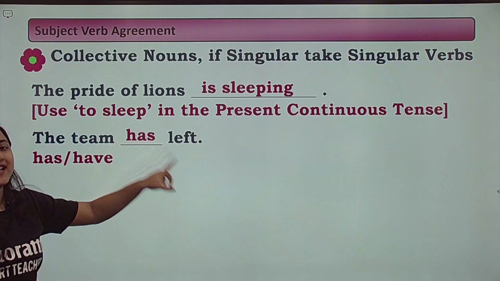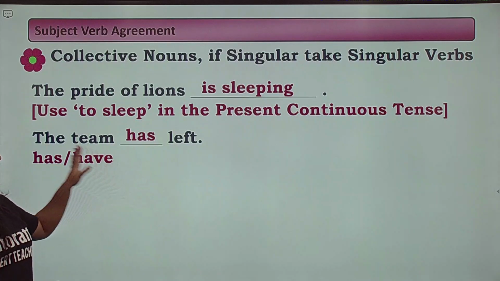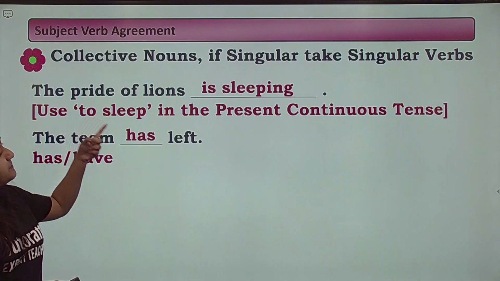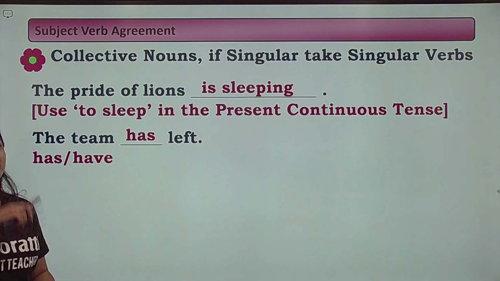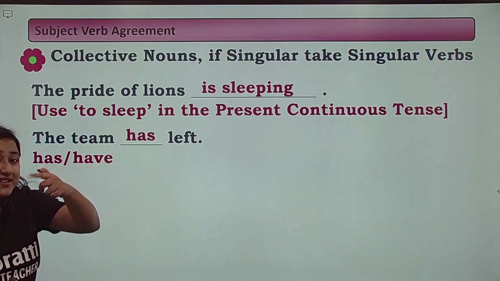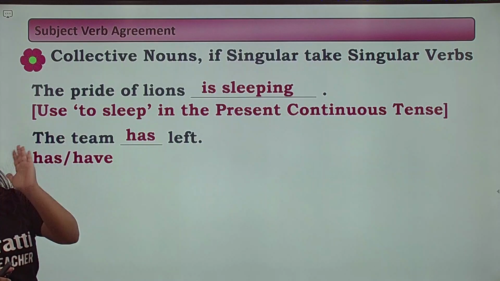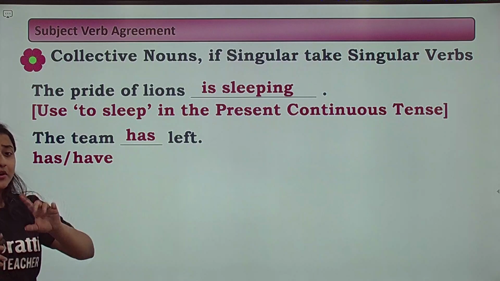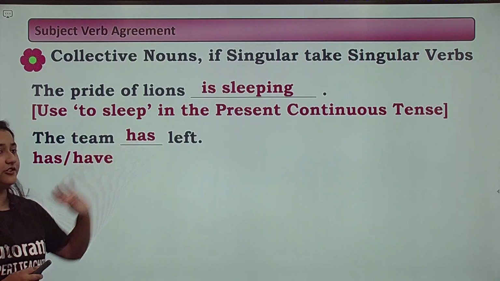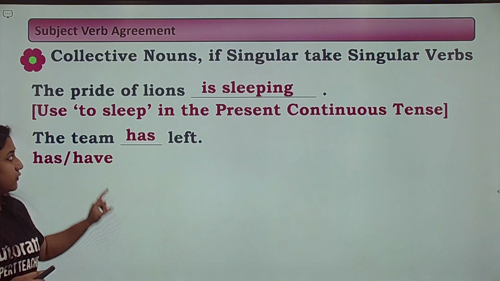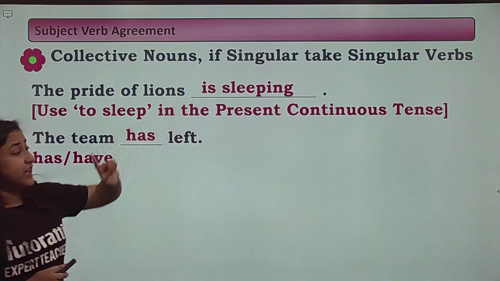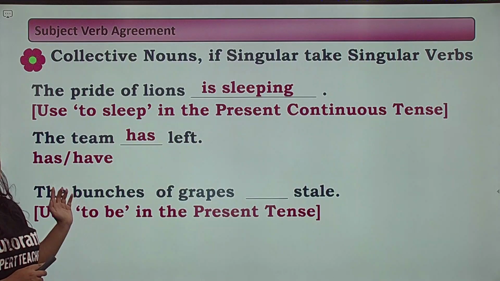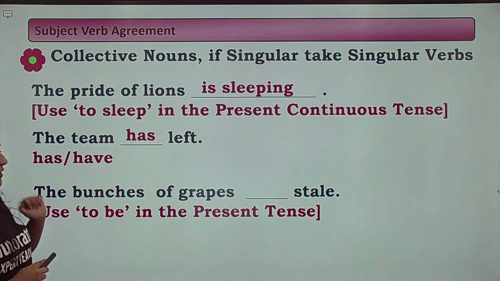The team has left. Now think अगर ऐसा होता the team members dash left, तो yes, then we are talking about team members. हम team members की बातें कर रहे हैं तो the team members have left. But if we are talking about the team as a whole, it is singular. So collective nouns, if the collective noun is singular, it takes a singular verb. If the collective noun is plural, it will take a plural verb. We'll see an example of that as well.